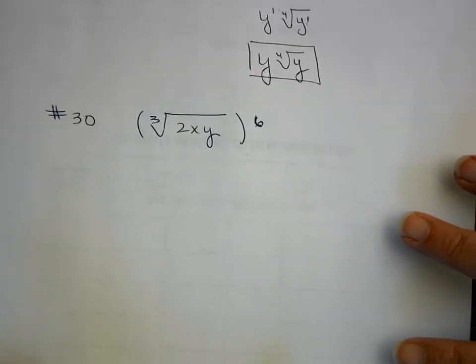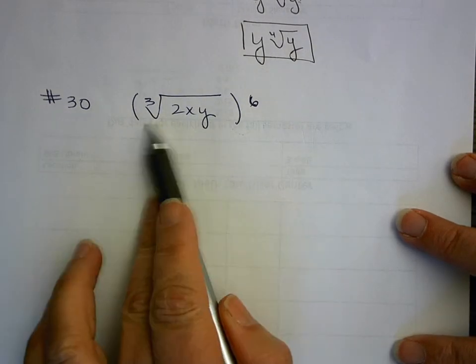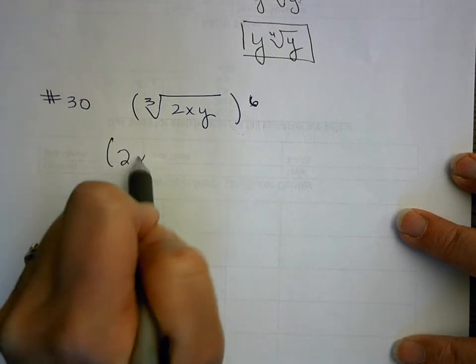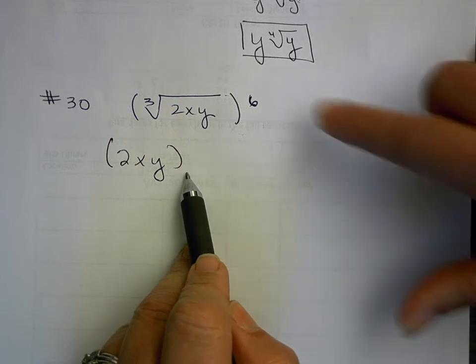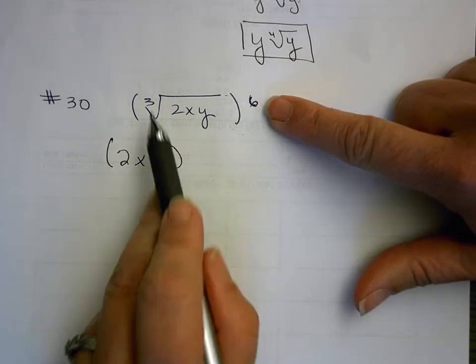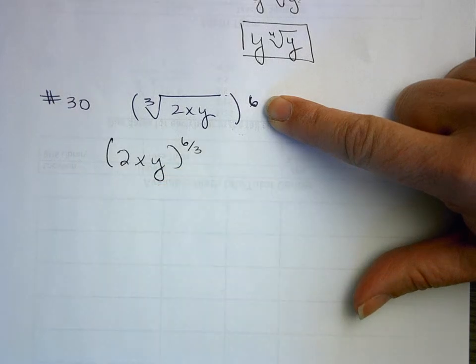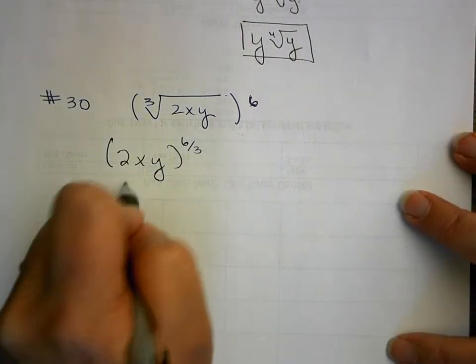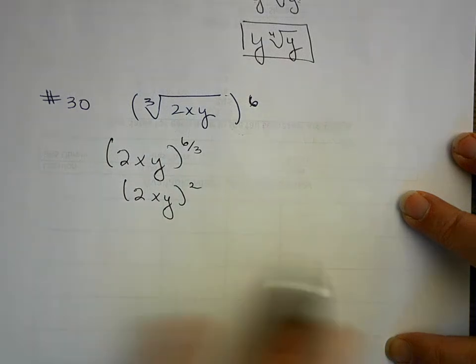All right, and then question number 20. So that one was asking us to change it from radical form to exponential. So radical to exponential. So I'm just going to group that 2xy, because that radical acts like a grouping symbol, just like the parentheses do. And then it's a power of 6 and a root of 3. So a power of 6 and a root of 3. Okay, so power in the numerator, root in the denominator. And then 6 divided by 3 is 2. And then I can go ahead and square everything out.